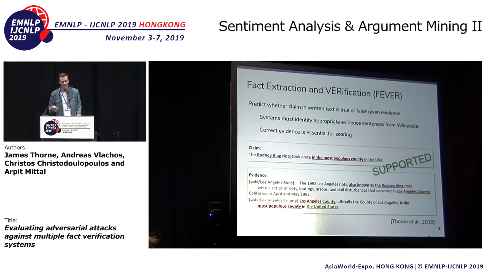So in the example about the Rodney King riots, in the first sentence we're retrieving a sentence defining what the riots are and where they occurred. And then there's a multi-hop reasoning step where we retrieve evidence about LA County in order to fully support the claim.